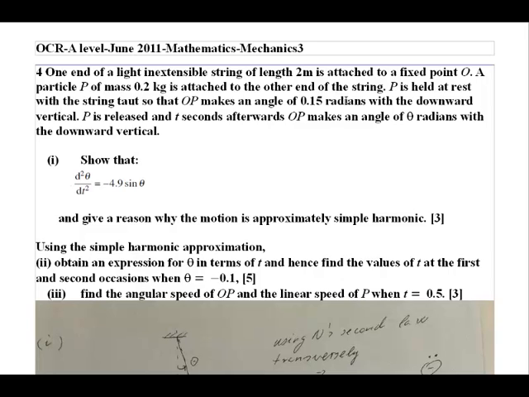P is released and t seconds afterwards OP makes an angle of theta radians with the downward vertical. Show that d squared theta over dt squared is equal to minus 4.9 sine theta, and give a reason why the motion is approximately simple harmonic.